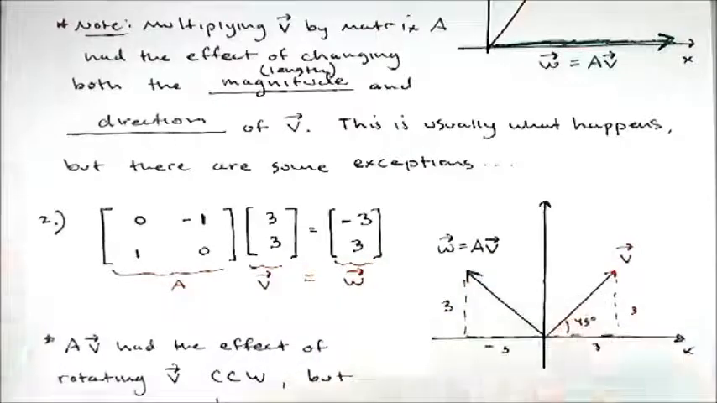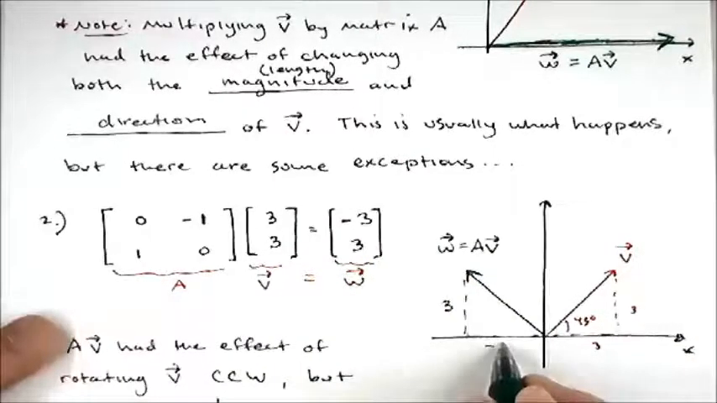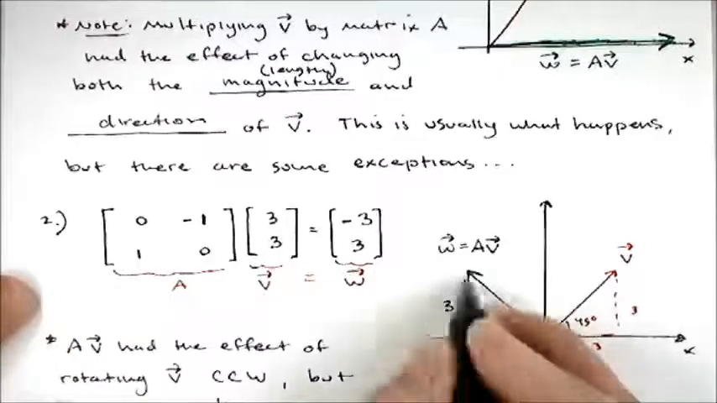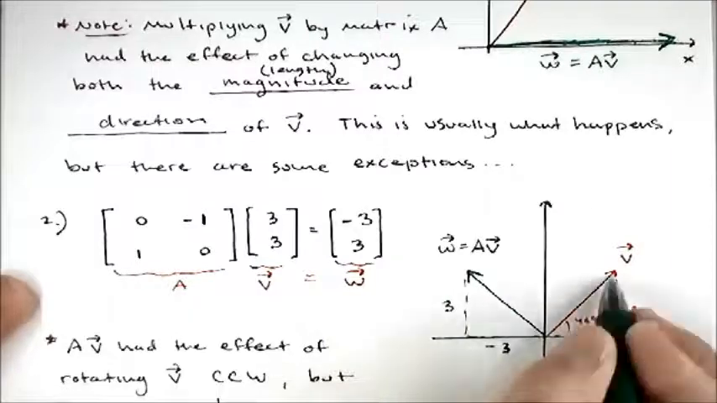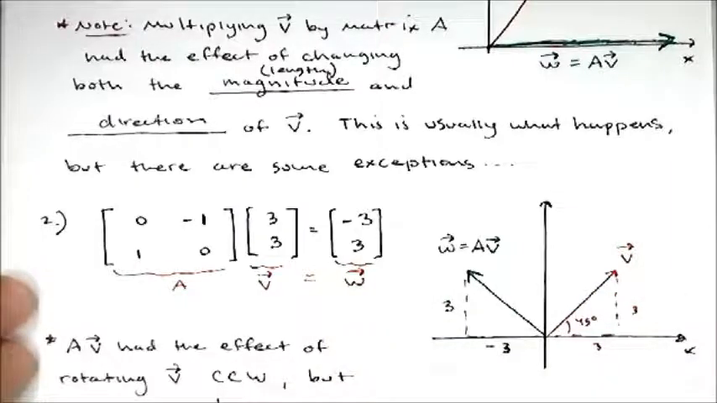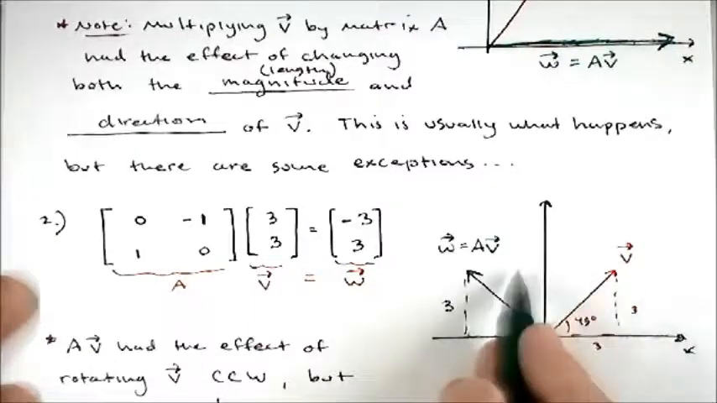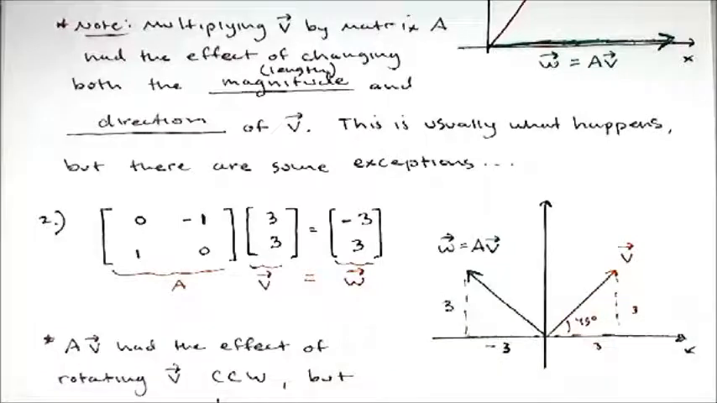And so how would we describe this one? Well, hopefully you can tell without actually working it out, just based on the triangle, the length of W is exactly the same as V. So it did not change the magnitude or the length, but what did it do? It kind of rotated.